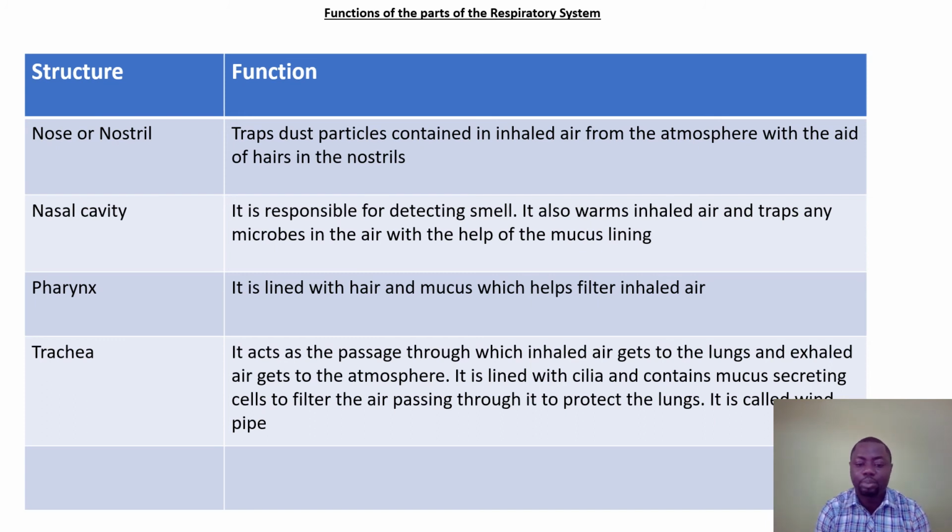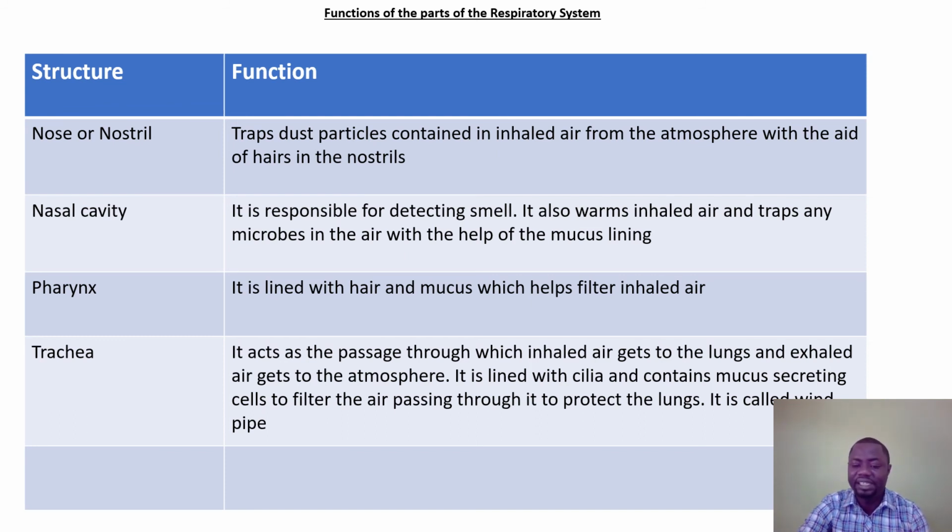Trachea. It acts as the passage through which inhaled air gets into the lungs. We saw the trachea is from the pharynx straight into the lungs. It's the windpipe, that long thing we see in the throat. Okay, so that is the trachea. The trachea acts as the passage through which inhaled air gets to the lungs and exhaled air gets to the atmosphere. So apart from taking air into the body, the trachea also helps to bring air out of the body.